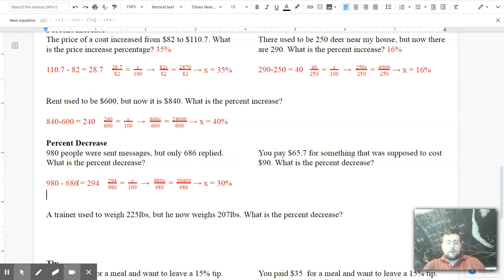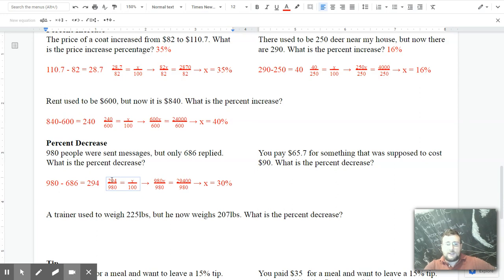So I calculated the difference between 980, which is the original messages, and then the 686, which is the people that replied, to be 294. And I used that as my part on the is of setup. I started by putting 100 on the bottom right, like always. I know I'm looking for percentage, so X goes on the top right. 980 is my original, my whole, so I put it on the bottom left. 294 on the top, because that's the difference between the original and the new one.